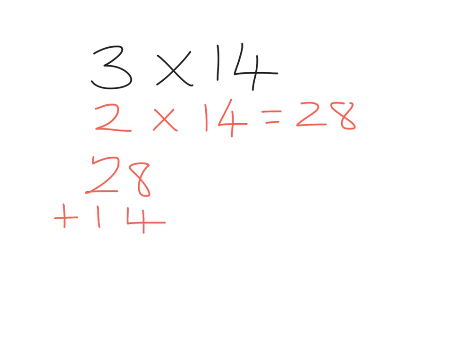So I'm going to use my column addition to do this now. So I do my 8 plus the 4, that gets me to 12, and I carry the 1 into the tens column, and then I add my 20 plus 10, which is 40. So I've used my 2 times tables to work out my 3 times tables.